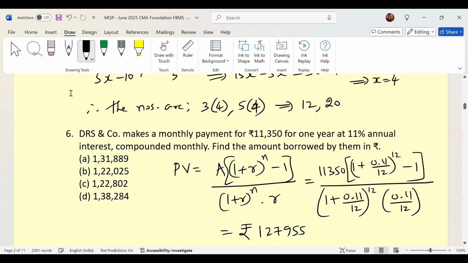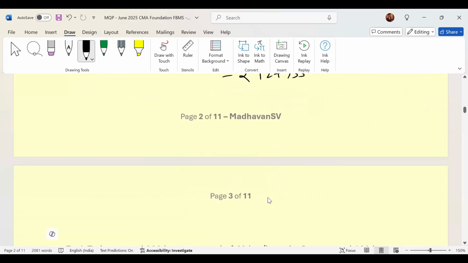1,27,955. Here, that particular option itself is not there. This option looks like it is based on compound interest, but it is actually not a simple compound interest because you are making a monthly payment of 11,350. So this has to be considered as annuity only, and we need to calculate the present value. Whereas these results look like they are based on finding a principal amount from the compounding formula. We'll move on to the next question.